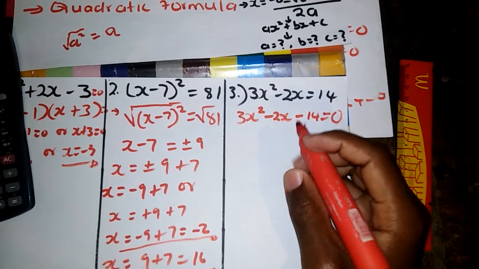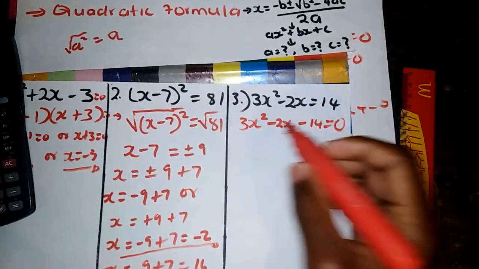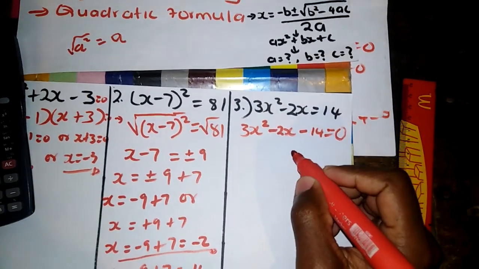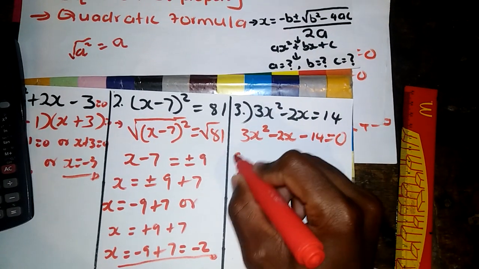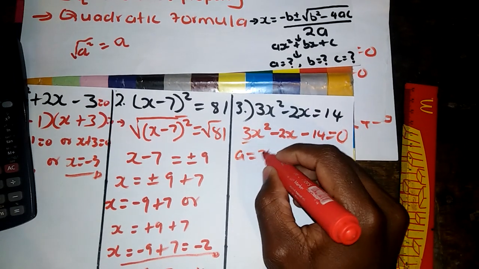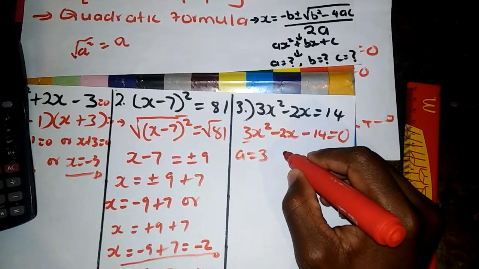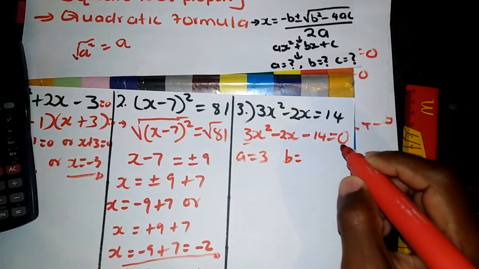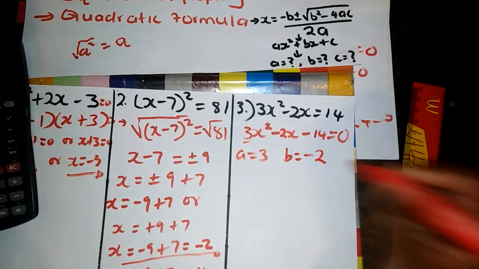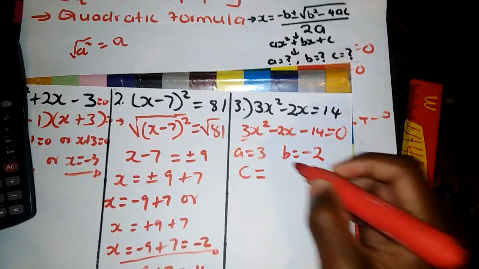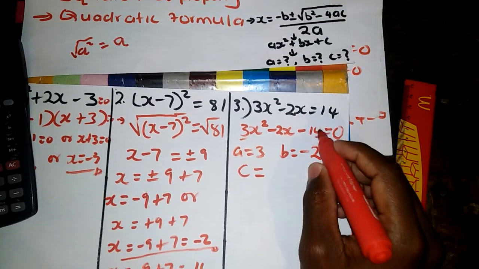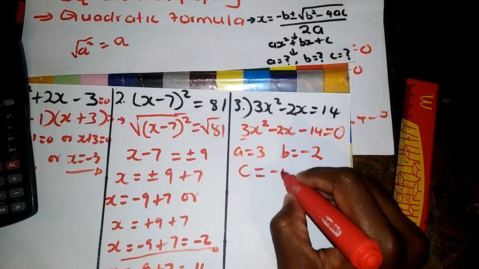Okay, so in this case, you must take out a, b and c. So that's what we're going to do. Our coefficient a here is 3, and b, and don't forget to take the coefficient together with the sign, and our coefficient c is a constant, so our c is 14.